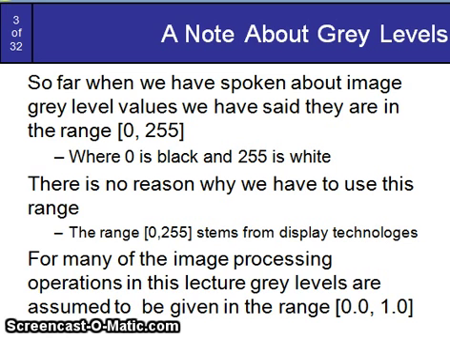There is no reason why we have to use this range. As I have told you, if you choose an 8-bit image, it is 2 to the power of 8, and if you choose a 2-bit image, it is 2 to the power of 2. For many image processing operations, the gray levels are assumed to be in the range 0.0 to 1.0. That is, the values are normalized.